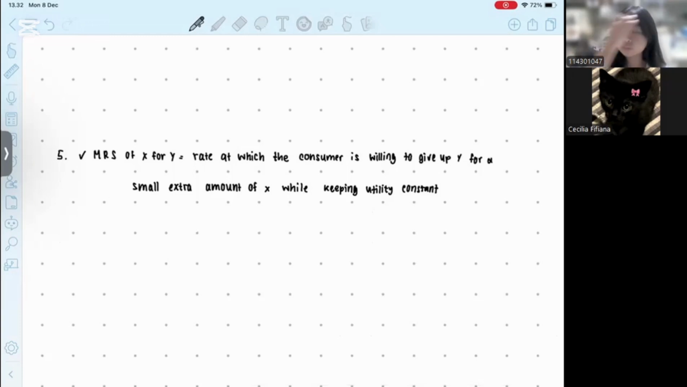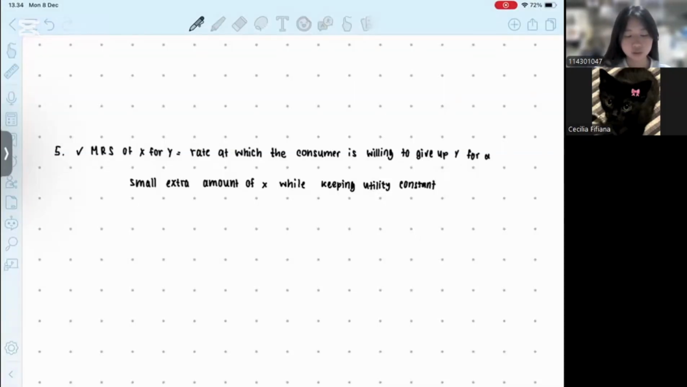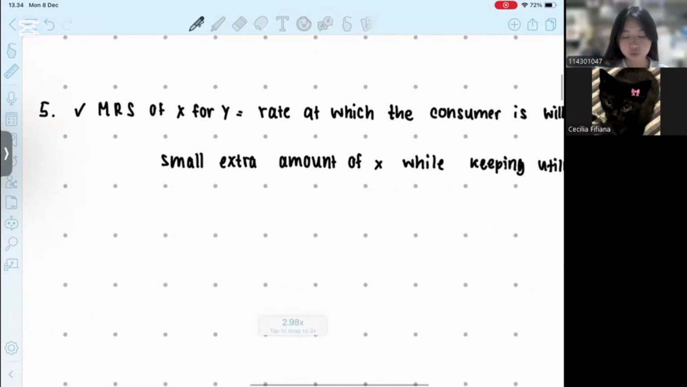So for number 5, we need to define the marginal rate of substitution, or MRS, which is the rate at which the consumer is willing to give up y for a small extra amount of x while keeping the utility constant. Okay, so from this we know that the MRS of xy is equal to dy per dx, which means utility constant.